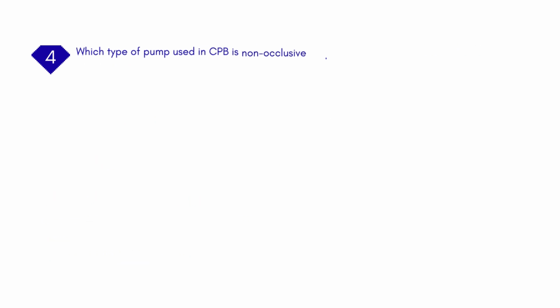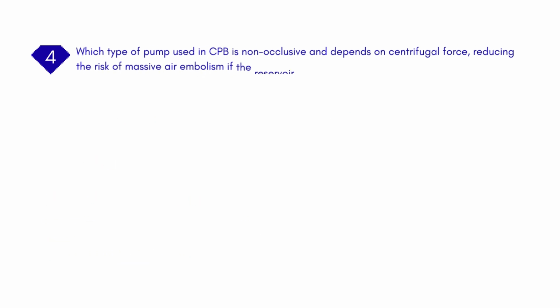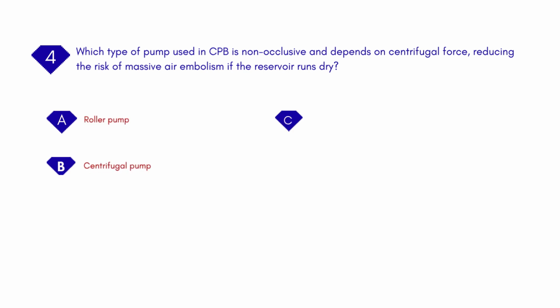Which type of pump used in CPB is non-occlusive and depends on centrifugal force, reducing the risk of massive air embolism if the reservoir runs dry? A. Roller pump. B. Centrifugal pump. C. Reciprocating pump. D. Diaphragm pump.